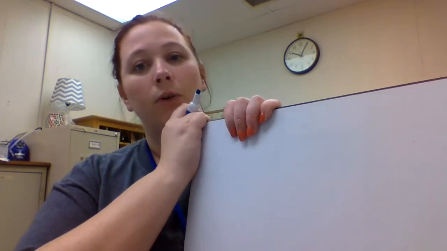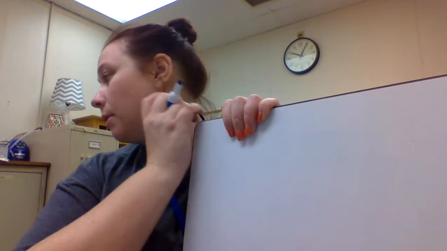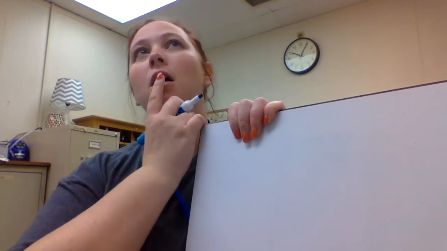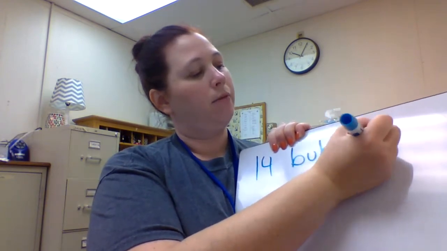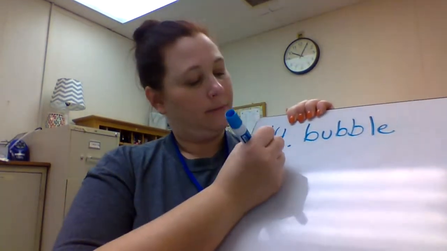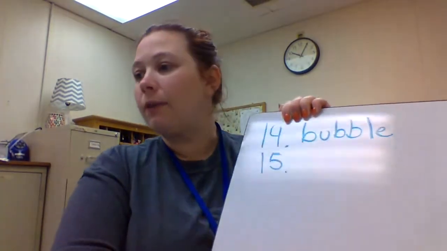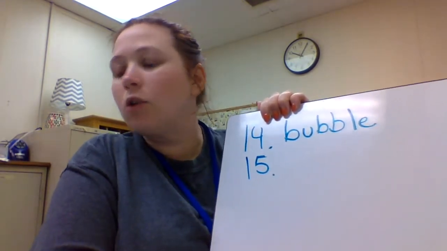So on number 14 on your worksheet, we are going to spell bubble. B-u-b-ble. Number 14. Bu. We know it's that double consonant. Bubble. All right, on number 14. Number 15 is dribble.